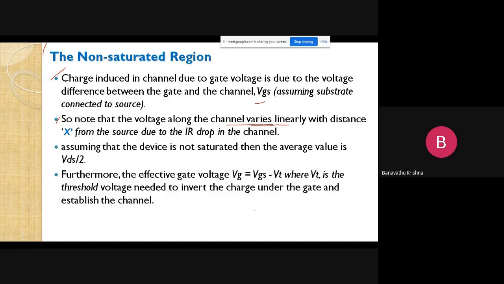Let us see here. This is the source region and this is the drain region. Here we are applying the VDS. Then the channel is linearly varying, like this. Linearly varying, right?